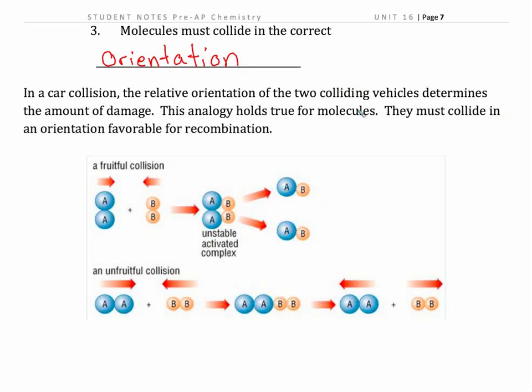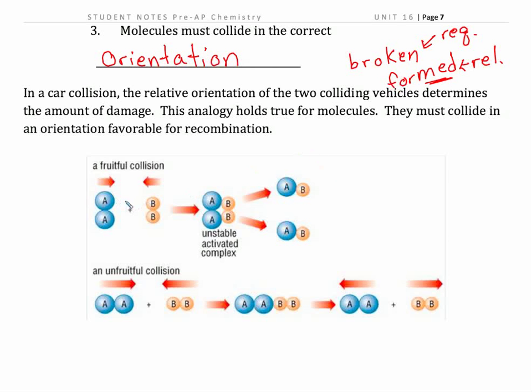Bonds have to be broken. That requires energy. Bonds have to be formed. That requires attraction. Remember, energy is required to break. Energy is released when they're formed. So to form requires an attraction. So these molecules have to hit in a favorable orientation or angle in order for that attraction to be maximized.